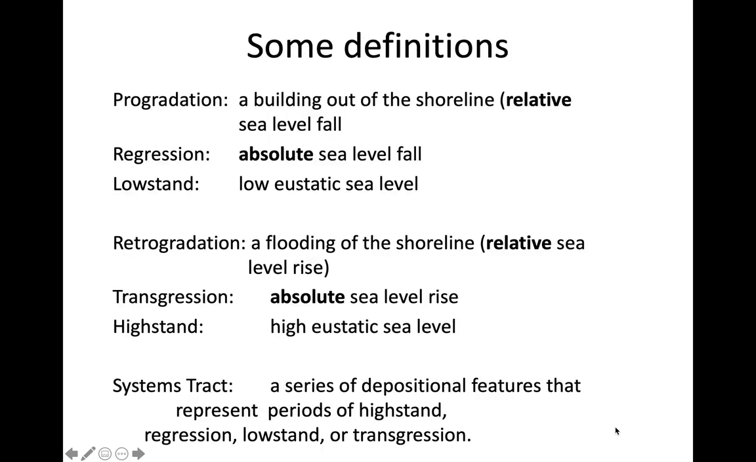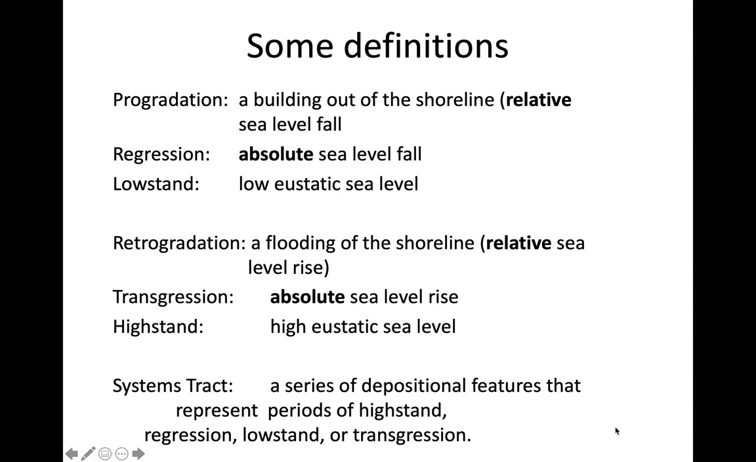So there's a bunch of new words we're going to be learning today. Some of these might be familiar to you. Others may not be, but they're pretty intuitive. So don't get too worried about that yet. All right. So first is going to be progradation, meaning a building out of the shoreline. The shoreline extends further out. This is going to go hand in hand with a regression. All right. So a low stand is low eustatic sea level fall. All right. Moving towards a progradation.